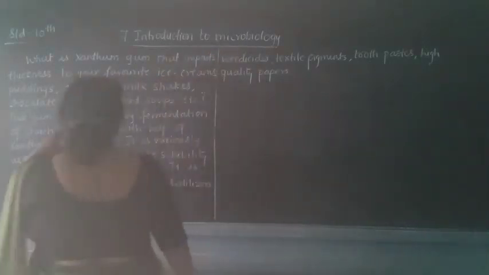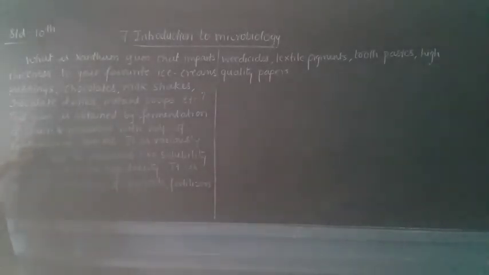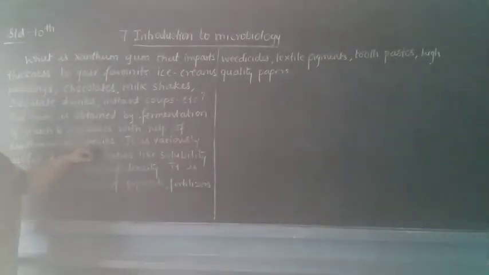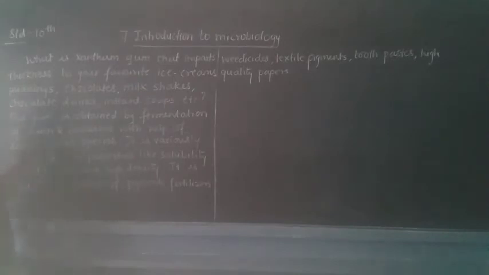What is xanthan gum? It imparts thickness to your favorite ice cream, puddings, chocolates, milkshakes, chocolate drinks, and instant soup. So all these contain xanthan gum. The gum is obtained by fermentation of starch and molasses with the help of Xanthomonas species.